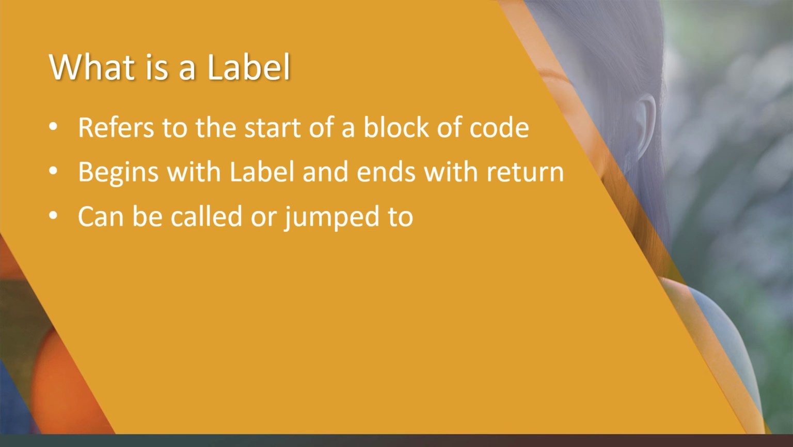A label refers to the start of a block of code, and you can use as many labels as you like during your code. Labels are simply a flag that indicate where a block of code begins. At the end of each label, we will put a return statement which tells Ren'Py when that block of code ends. Labels can be jumped to or called.